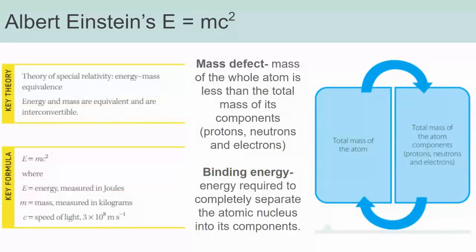So when we look at E equals mc squared, it's the theory of special relativity. It's the energy and mass equivalence. And so energy and mass are equivalent and are interconvertible. What we can see here is that the total mass of an atom is the total mass of the atom and its components. Mass defect, which is another concept we're going to look at within this law, is that the mass of the whole atom is less than the total mass of its components, and that binding energy is in fact required to completely separate the atomic nucleus into its components.